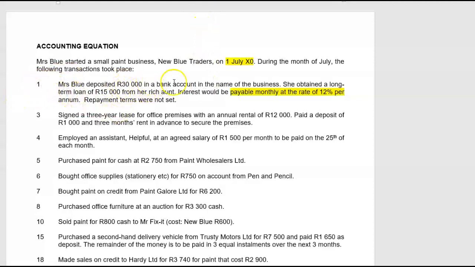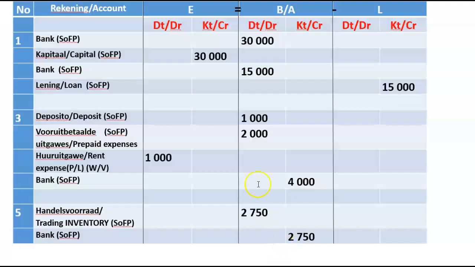The first one is the 30,000 Rand that she deposited into a bank account. So that was her capital contribution. If I go back to my equation here, my capital would have increased, so it's a credit against capital of 30,000. Please note the statement indication. Capital, statement of financial position, credited 30,000, and I would have debited bank, statement of financial position, a debit, and the assets, bank, 30,000 Rand.